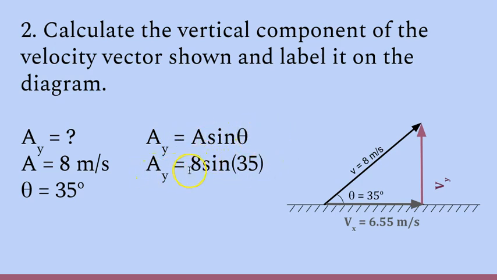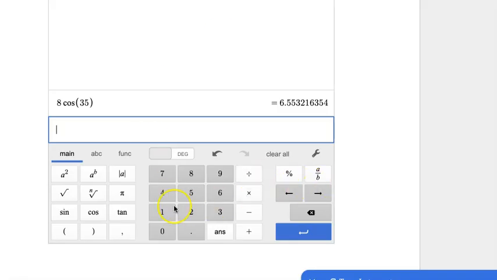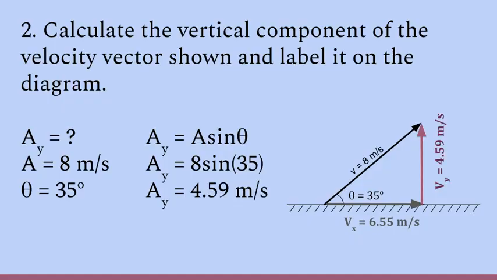And I have to plug in my numbers like this. 8 sine 35. This is exactly what it should look like on your calculator, just typing it in like this. And that gives me 4.588, or I could round that to 4.59. And that's going to be my answer for the vertical component.